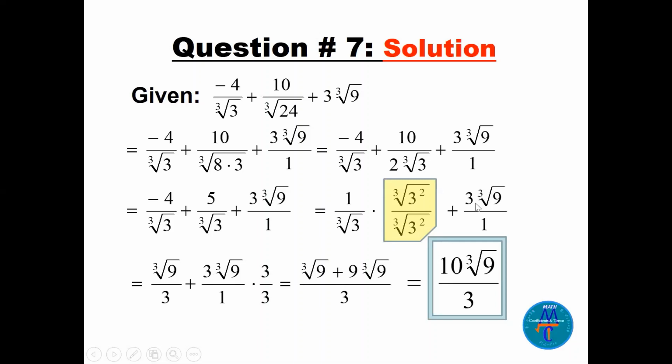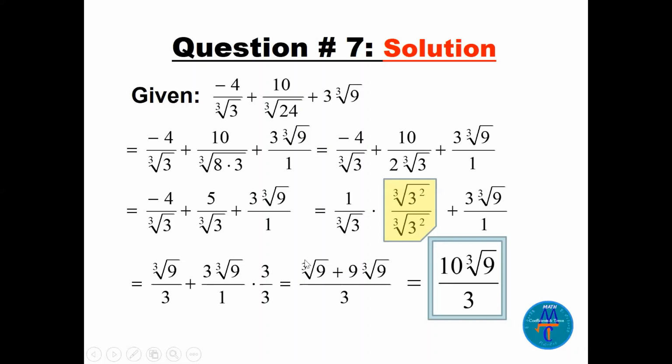Now I go back, second one here. 3 cube root of 9 over 1. See, that's 1, that's 3. I have to make both denominators 3. So I multiply by 3 up and down because there is a 3 here. If there is 7, multiply up and down by 7. If this is 5, multiply up and down by 5. 3 times 3 is 9 cube root of 9.